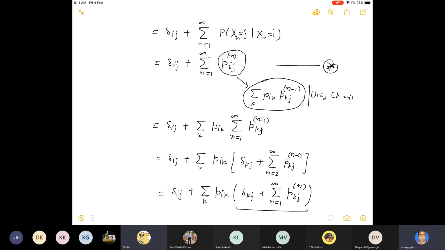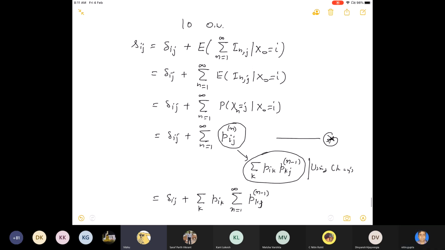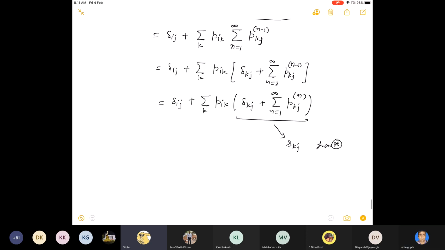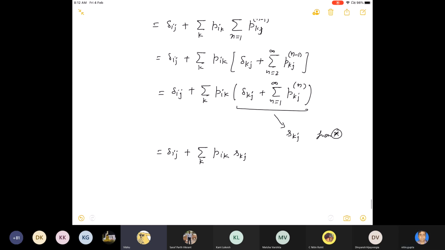This value can be written as skj. This value is skj from star. So therefore this value is delta ij plus summation k pik skj. Now this summation is for all the values over all the states which are possible.